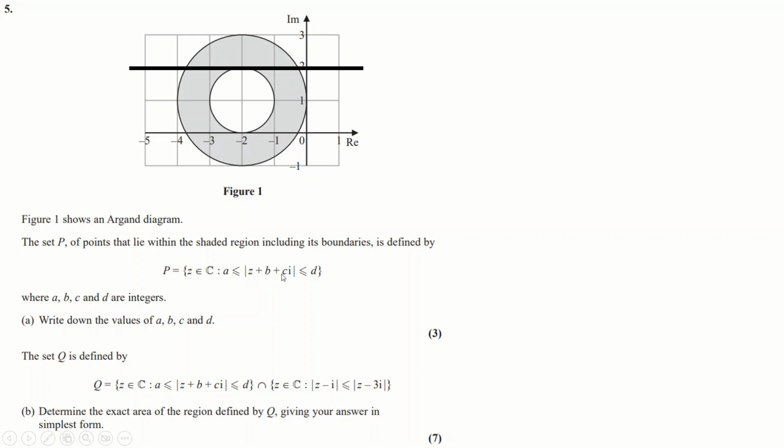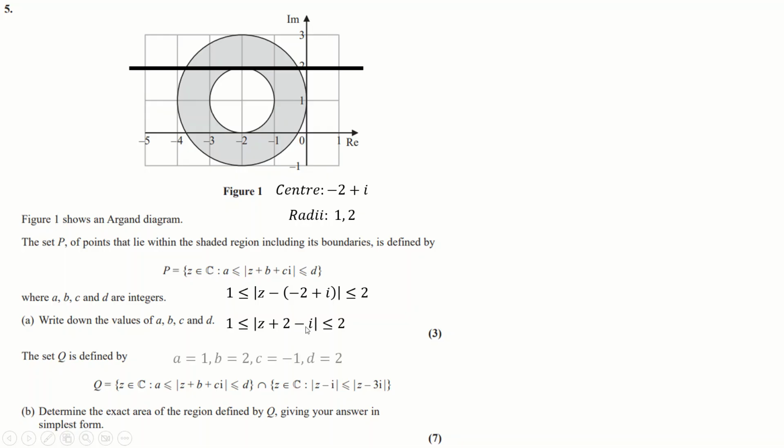Now, this isn't written correctly. This should be z minus some complex number. But okay, this has got a center clearly minus 2 plus i. And the first circle has radius 1 and the second circle has radius 2. So I'm pretty comfortable with saying that A is 1 and D is 2. And then, like I said, this should be written as z minus brackets minus 2 plus i. And if we expand that out, we get z plus 2 minus i. And so therefore B is 2 and C is minus 1, I think. And those will be all of our results there.